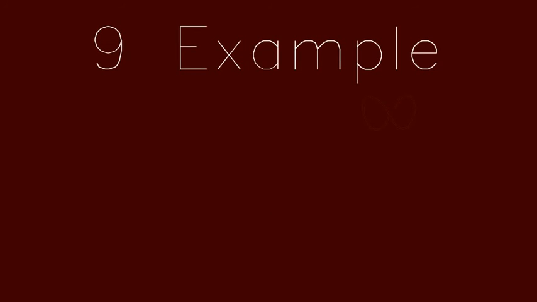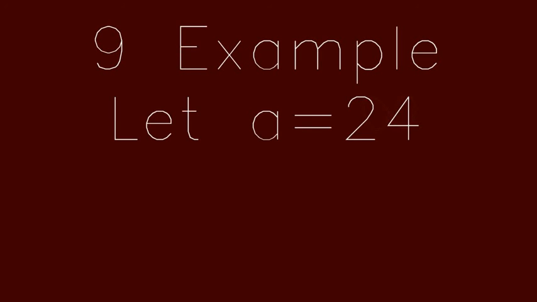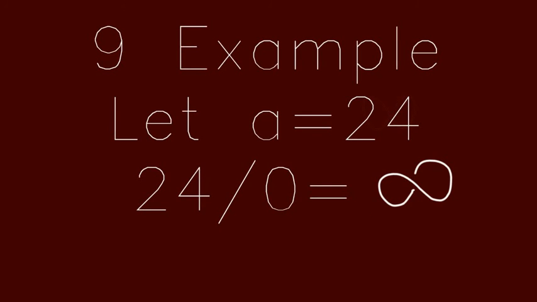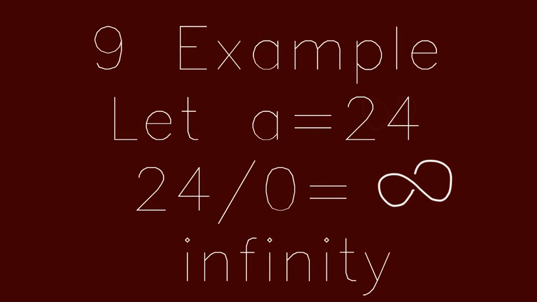Okay, now let's see an example. Let's for example say that a is 24. What is 24 divided by 0? You simply have to write infinity, or sometimes people say you have to write not defined. But seriously, look out for situations in which you have 0 in the denominator, because it really screws up the whole question, or the answer and the question. So yes, the answer is infinity.